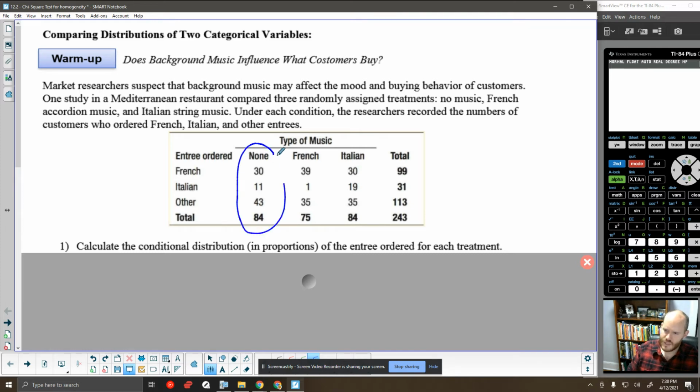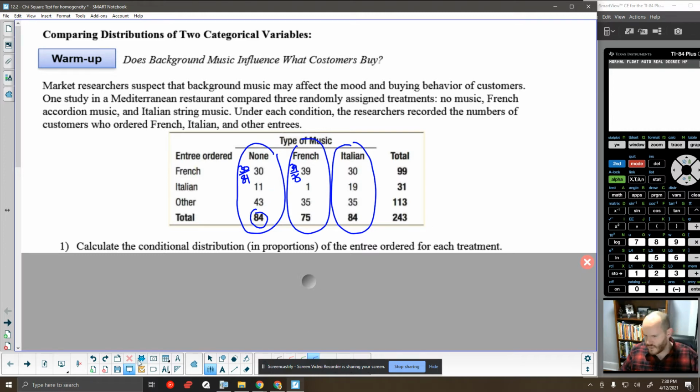I'm going to think of each of these 3 groups as its own separate category. And then within that category, I want to look at the distribution as a proportion. So 30 out of the 84 total ordered French food where no music was playing. 39 out of the 75 total ordered French when French music was playing. And you could go on and on for each of these.